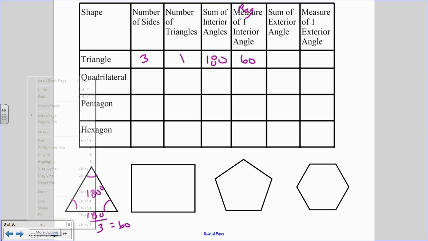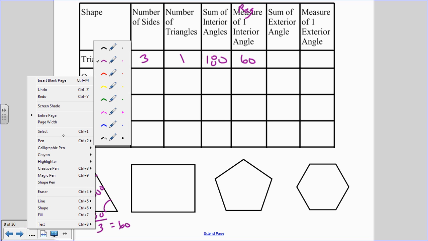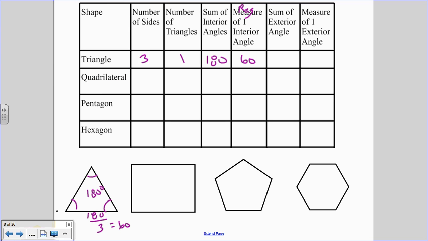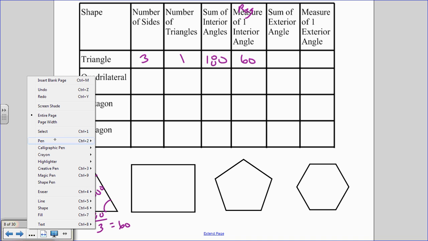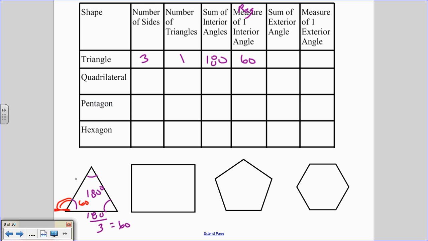Now let's find the sum of the exterior angles, and at least one. So again, to find an exterior angle, you extend the side and it'll be the linear pair with the interior. So we already said the interior was 60. So what would need to pair with 60 in order to produce 180? That's right, we would need 120. So that means one exterior angle is 120 degrees.